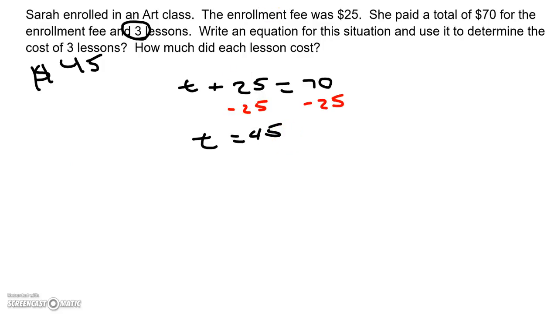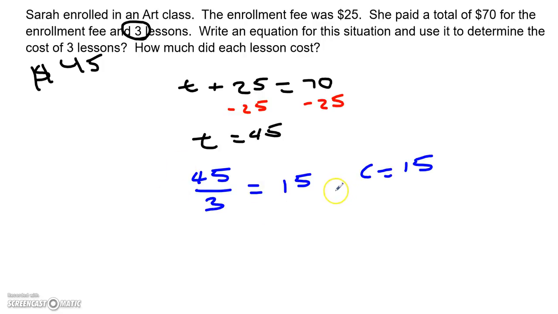Let's again represent that with an equation. So 45 divided by C, the number of classes, is equal to, wait, hold on a second. Let me do this a little bit differently. So 45 divided by 3, because we have 3 classes, is going to equal $15. So each class, C, is equal to $15.